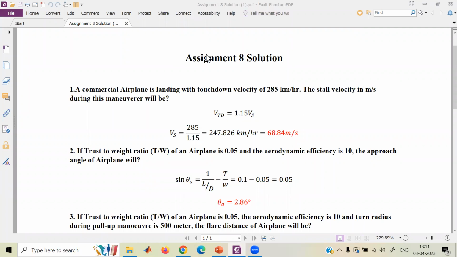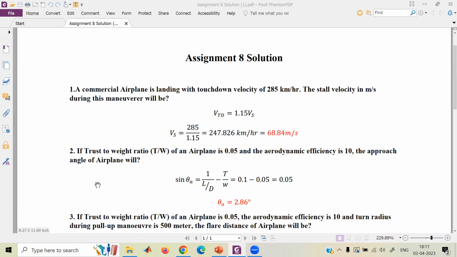Because for q infinity, sir, V is directly proportional to q infinity. As we go above, the density decreases, so the stall velocity changes. The density falls at different altitudes, and that's why there will be different stall velocity for different altitudes. Right.